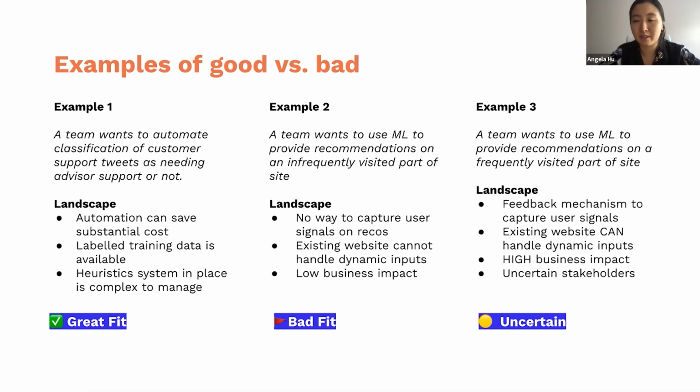The third example is an extension of the second. Here, a team wants to use machine learning again to provide recommendations, but this time on a frequently visited part of the site. Since the last example, they've also built up a feedback mechanism where the user can give a thumbs up or thumbs down, and they also consider clicks as a feedback signal for whether the recommendations are good.